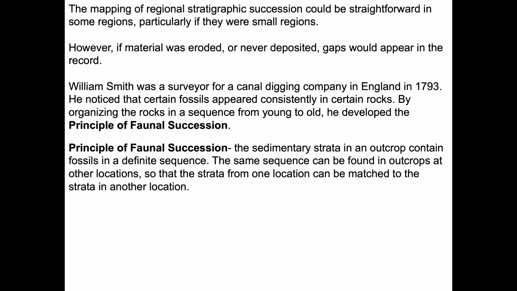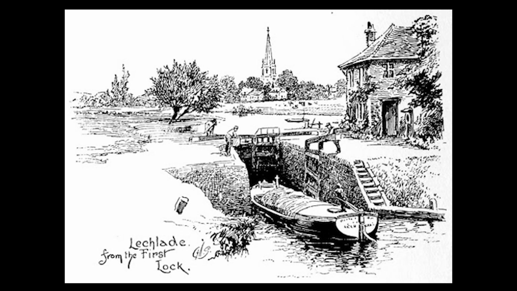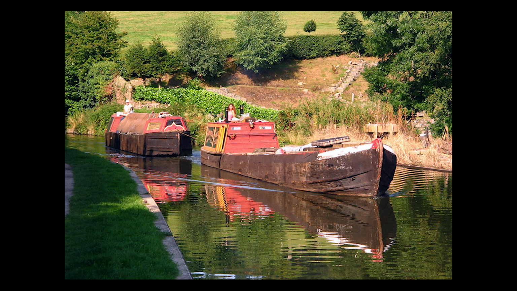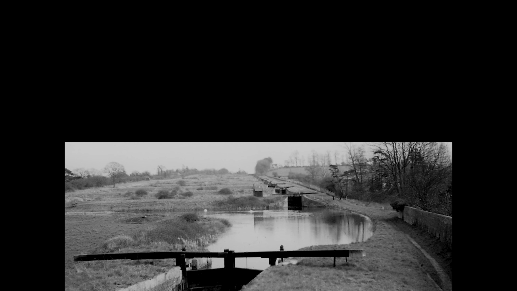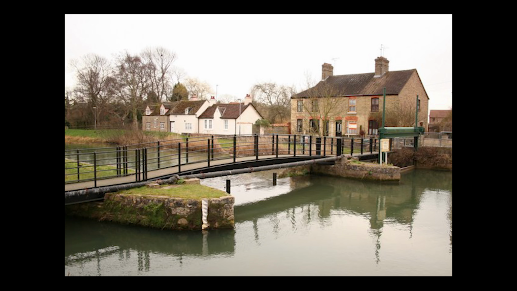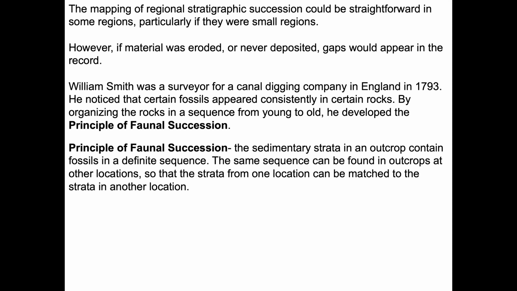So along comes William Smith in the 1790s. He noticed that certain fossils appeared consistently in certain rocks while his canal digging company was digging canals throughout southern and western England. This was a period of time when we didn't have railroads yet, so canals were the superhighways for transport of large, heavy materials like grain and rocks and anything else you could fit on a small boat. So canals were the way to go. They were very important at the time. So there were a lot of them being dug.